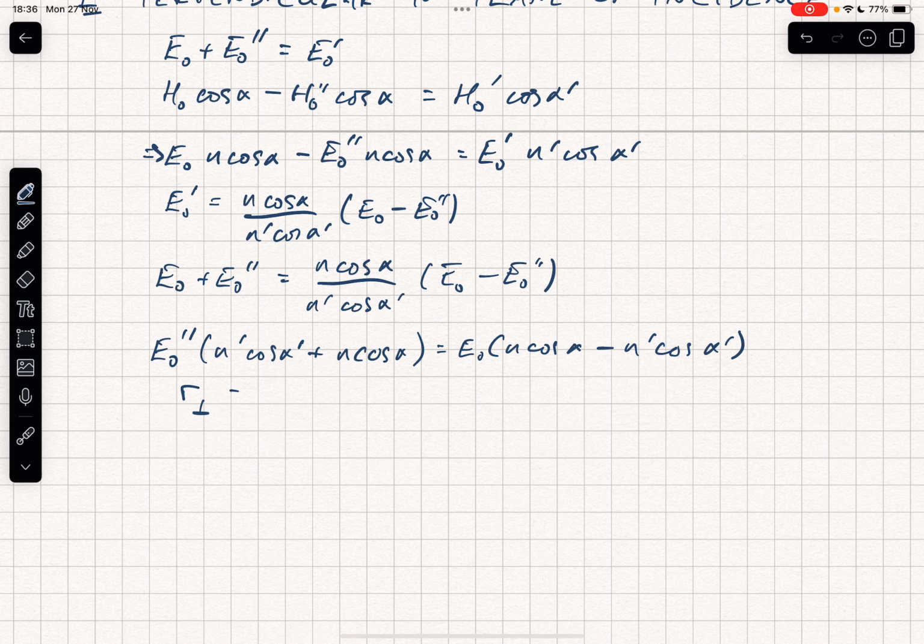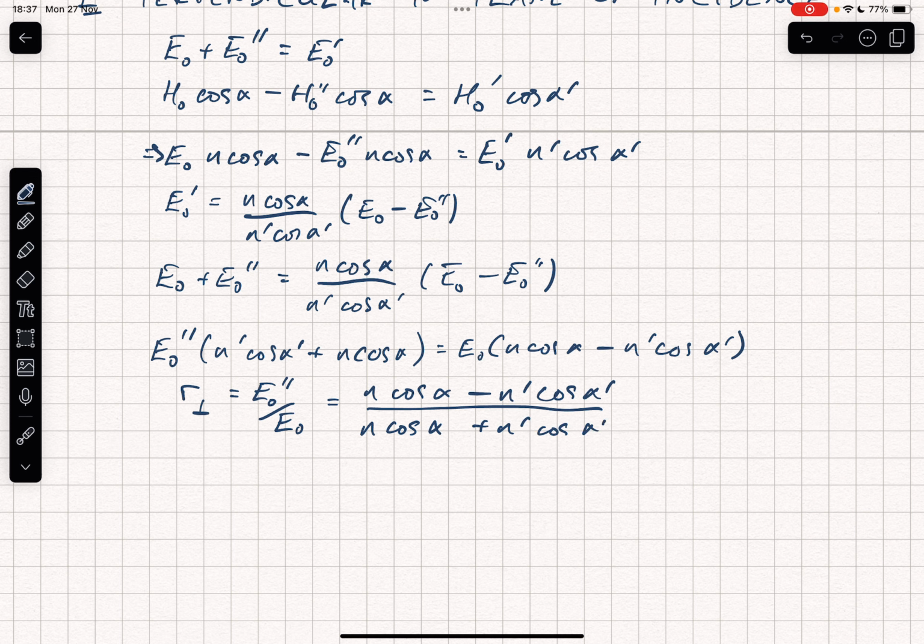So R perpendicular, which is E0 double prime divided by E0, is simply n cos alpha minus n prime cos alpha prime divided by n cos alpha plus n prime cos alpha prime. And to find t perpendicular, we write the following. We have that E0 double prime is equal to E0 minus n prime cos alpha prime over n cos alpha E0 prime.